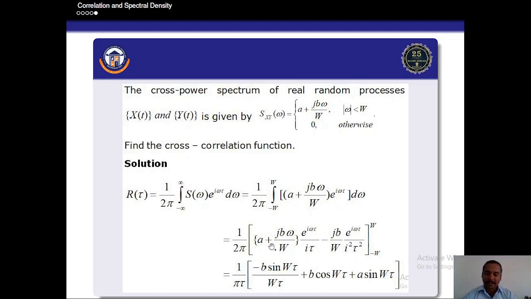After applying the limits, this function will come in the form of the sin theta and cos theta expansions of e power, that is e power i theta plus e power minus i theta divided by 2, and the other one is e power i theta minus e power minus i theta divided by 2i. So after using these two formulas, we can get the cross correlation for the given function. Okay, thank you.